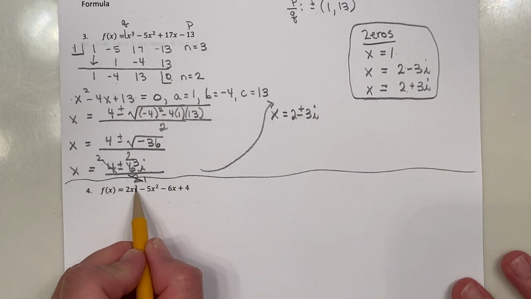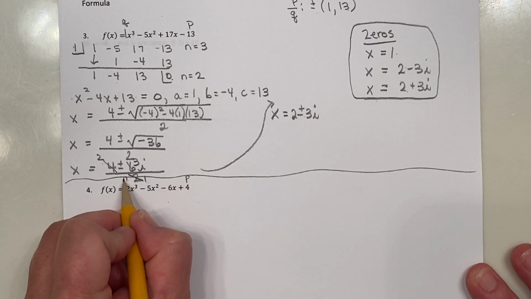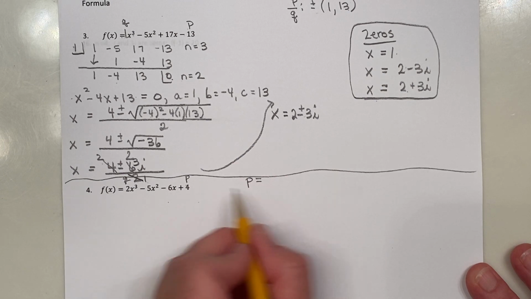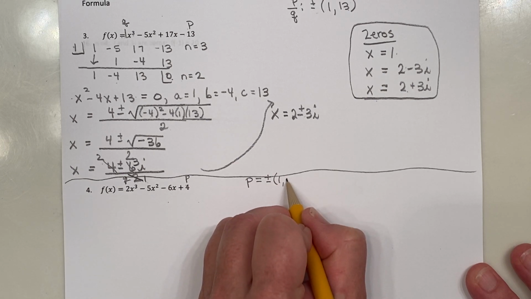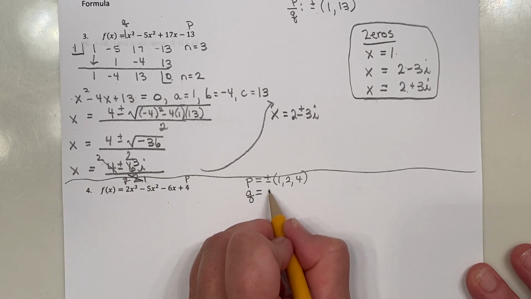All right, so we have a cubic. We're going to have 3 zeros. Let me get my P over Q list. So this is P and this is Q. It's a little more complicated, so let me find the factors of P. 1, 2, and 4. Factors of Q are 1 and 2.